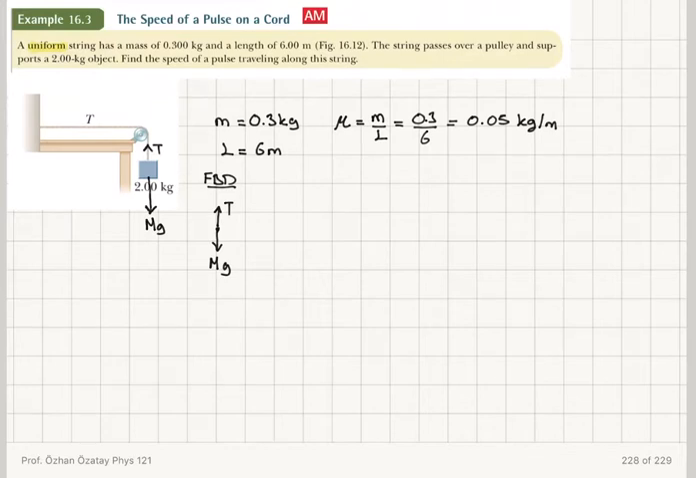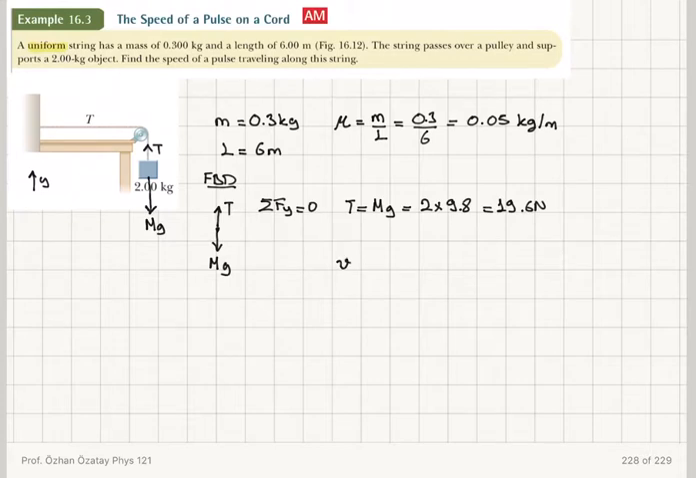And the net force on the y-axis is 0. This is in equilibrium. It's supported. Tension must be equal to mg. So it is 2 kilograms times 9.8 meters per second squared gravitational acceleration. I find 19.6 newtons. Find the speed of a pulse traveling along this string.